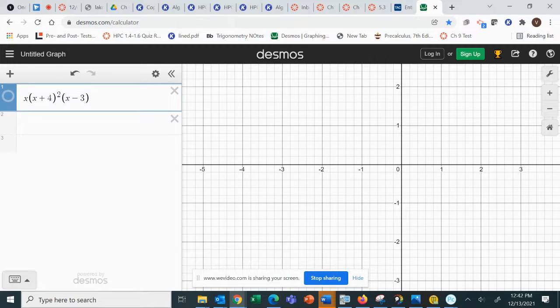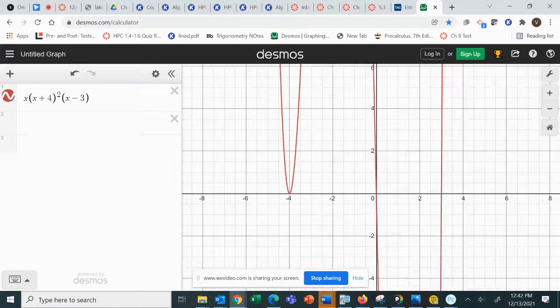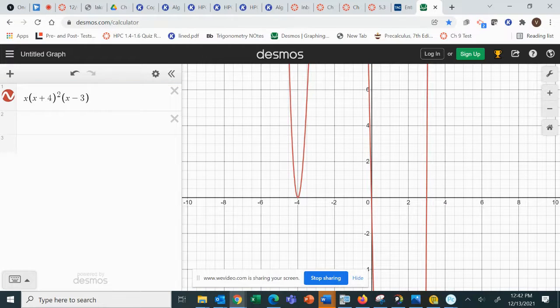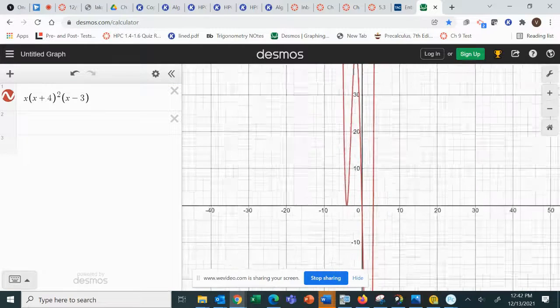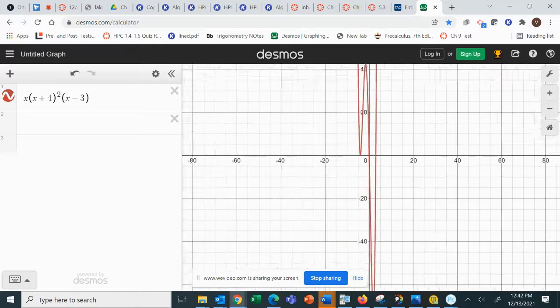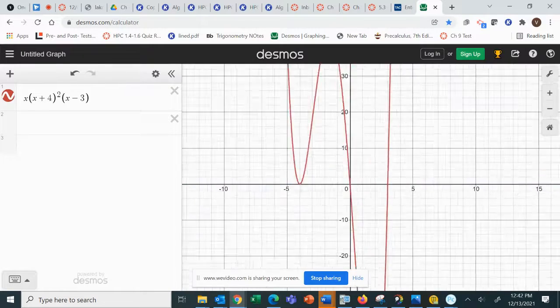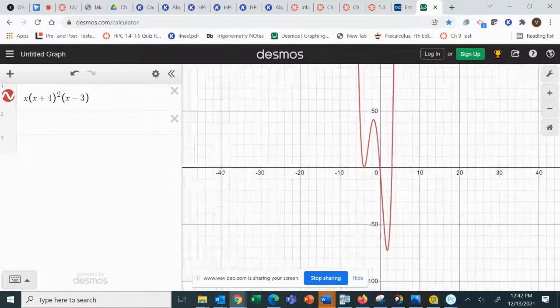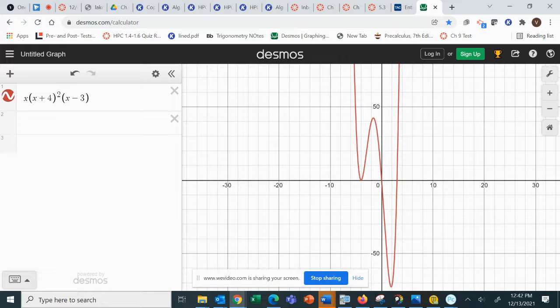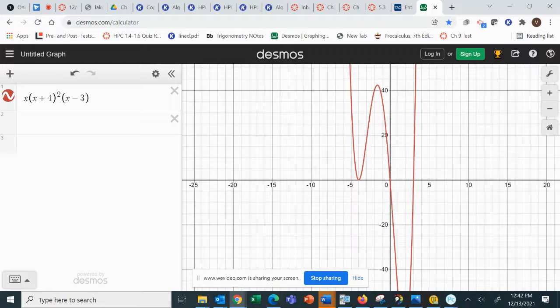Oh, because I turned it off. There we go. And when I graph this one, I can see I have to zoom really far out to kind of see what the full graph looks like. Oh, there we go. I can zoom out to see what the full graph looks like, but what I notice about this one, when I made x plus 4 to the second, something different happened at -4 that didn't happen on the first graph.